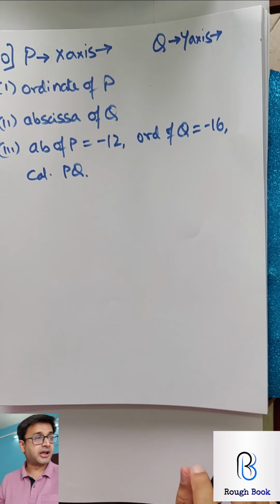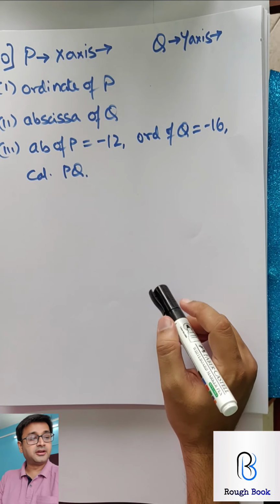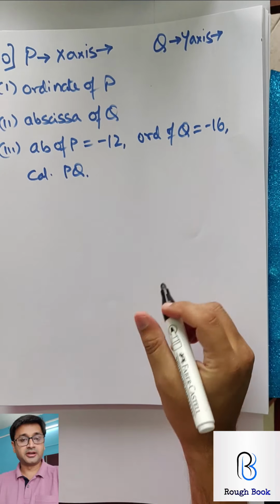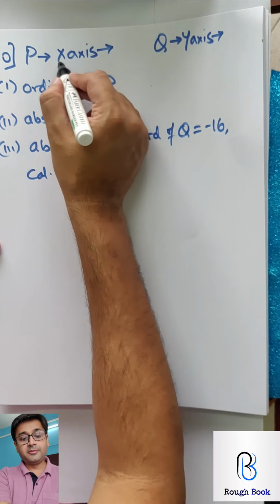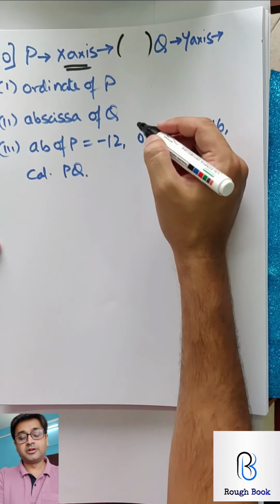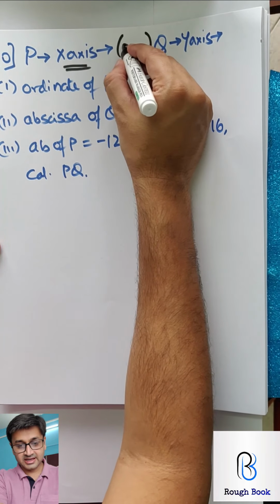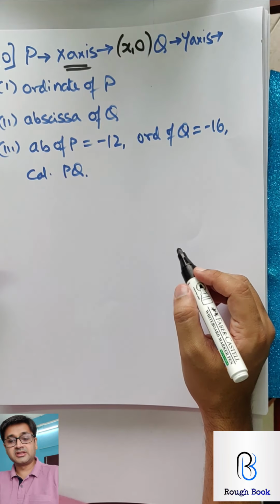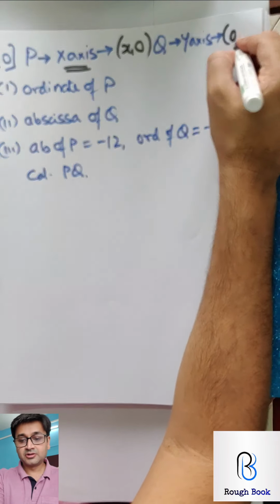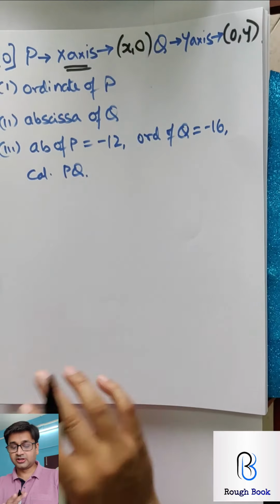I want everyone to try sum number 10. Read it. 100% you will get it. Go step by step. I'm pretty confident in you. So point P lies on the x-axis. What will be the coordinates? Perfect, that is x comma 0. Point Q is lying on the y-axis, so 0 comma y. At least this much we know.